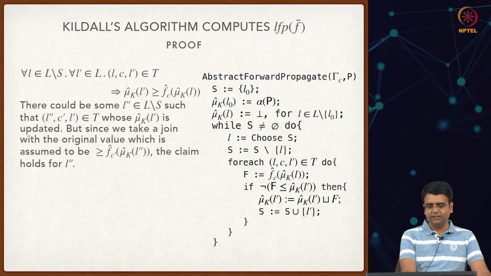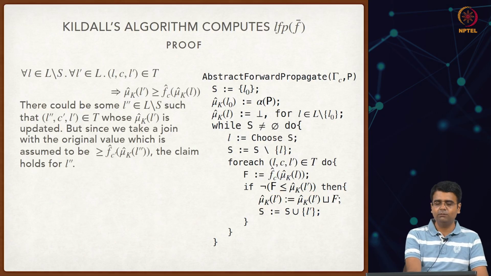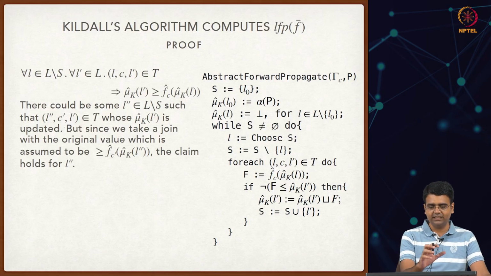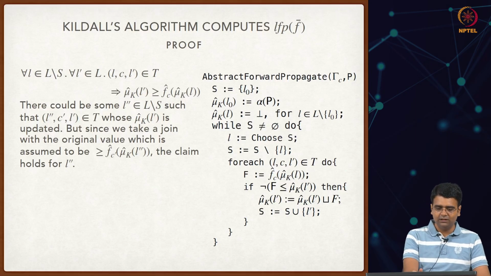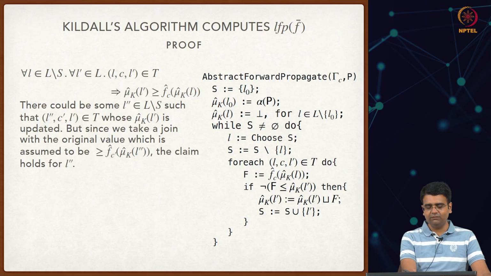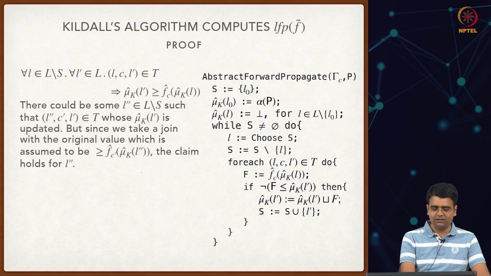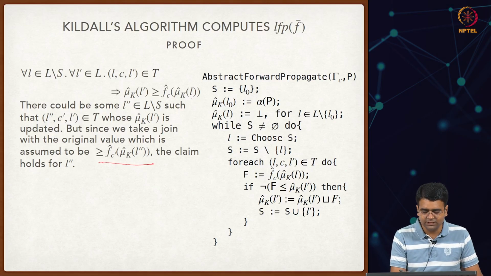So, in this particular case, where there is some L double prime such that L prime is also a successor of L double prime, which means that L and L double prime share the successor L prime, since mu hat k of L prime is updated, we have to show that the new value is also greater than or equal to this f at C of mu hat k at the location L double prime. But since we are taking a join with the original value, and the original value is itself greater than or equal to this f at C prime of mu hat k of L double prime, therefore, the claim holds for L double prime. So, this completes the proof, because we have shown that this is a loop invariant.